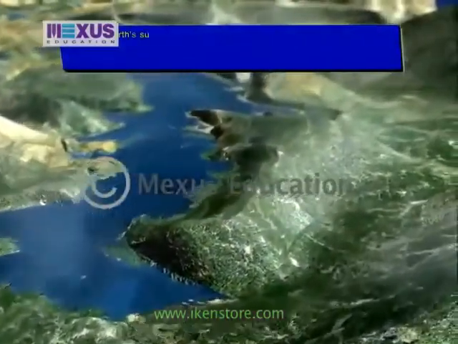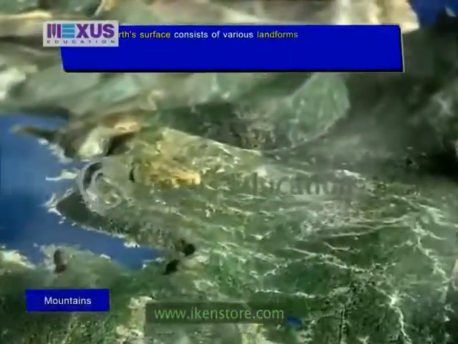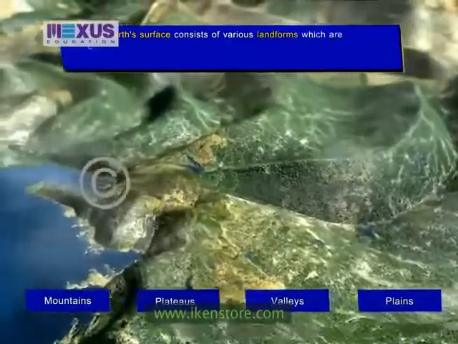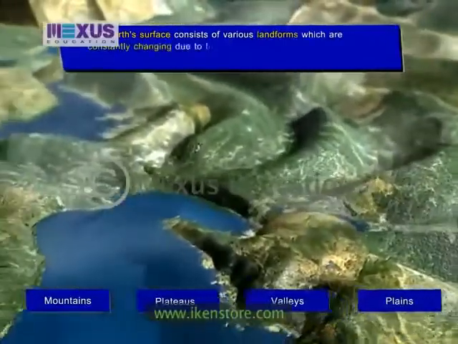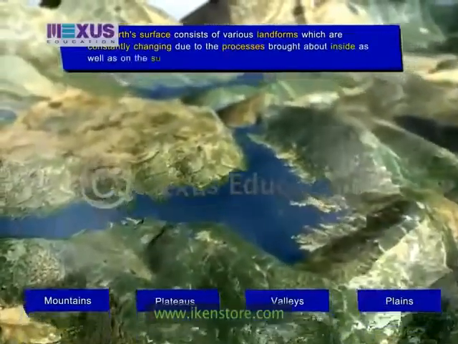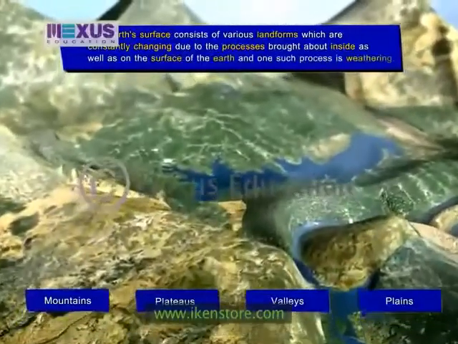The Earth's surface consists of a variety of landforms such as mountains, plateaus, plains and valleys, which are constantly changing due to the processes brought about inside the Earth as well as on its surface. One such process is weathering.